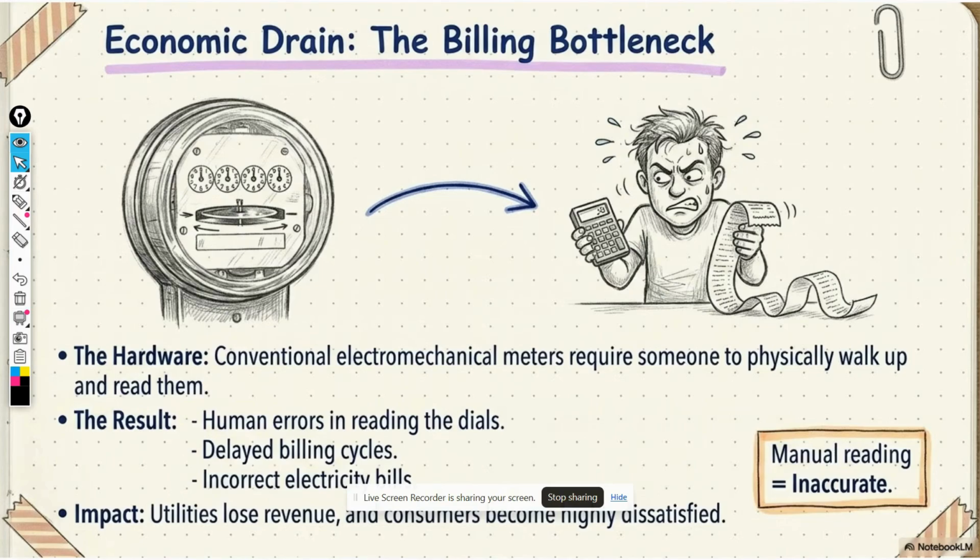Sometimes consumers receive bills that are much higher than the actual consumption. Sometimes the utility receives less revenue because of incorrect readings. Both situations create dissatisfaction. Manual billing also delays bill generation and payment collection. So this affects the cash flow of electricity utilities. Smart meters automatically transmit meter readings to the utility. There is no need for manual reading. Billing becomes faster, more accurate, and more transparent.